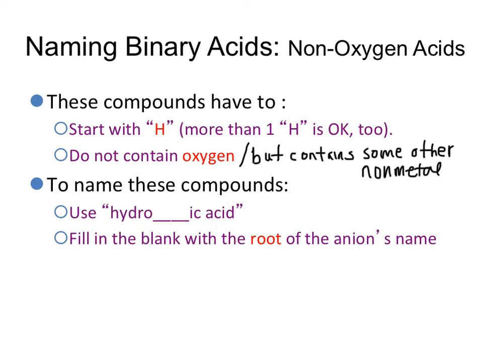To name a binary acid, which is a non-oxygen acid, we first have to identify one. These compounds will start with hydrogen. They will not contain oxygen, but will contain some other nonmetal. To name these, you're going to use the prefix hydro and the suffix ic, and sandwiched in between those, you will put the root of the nonmetal that is in the chemical formula.